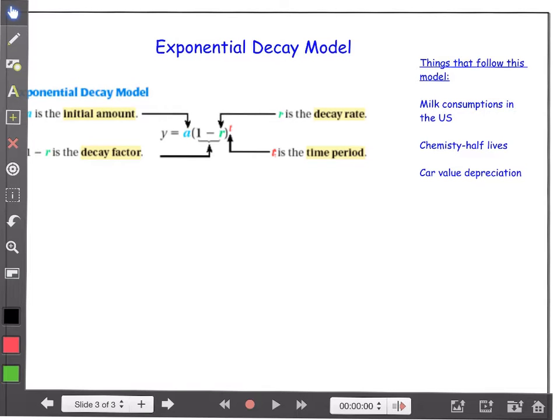Things in real life that follow exponential decay models are like milk consumption in the U.S. is going down, so we'll look at a problem involving that. Chemistry half-lives, that radioactive idea, is an exponential decay model. Anything you buy that depreciates in value, such as a car, or maybe a video game. Those kind of things depreciate in value. So let's look at an exponential decay model problem.